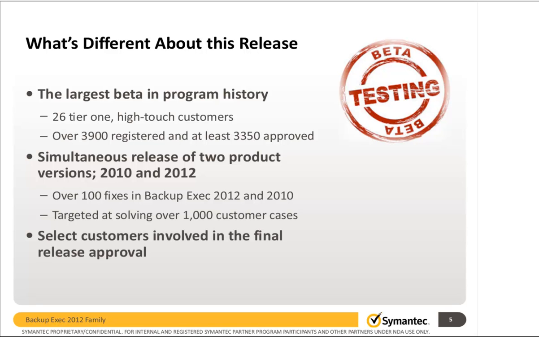Besides the Tier 1, we had over 3,900 customers that were registered in just a regular beta process. And what was different was it was a simultaneous release of 2 product versions, 2010 as well as 2012. The reason we did that was, we saw with Backup Exec 2012 that a lot of our customers weren't ready to move to that version yet. It has a completely new, different interface and a different way of organizing and setting up backups. And some customers who are extremely familiar with Backup Exec weren't quite ready. So we felt it was very prudent to update both of those releases for customers who are on 2010 and still need support for Windows Server 2012 and some of the other things that we've added in.